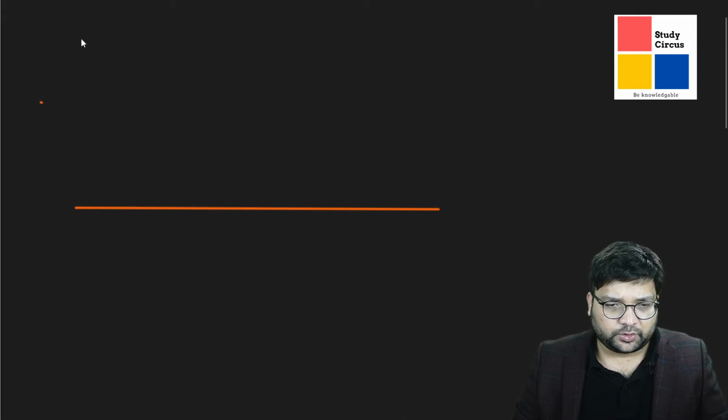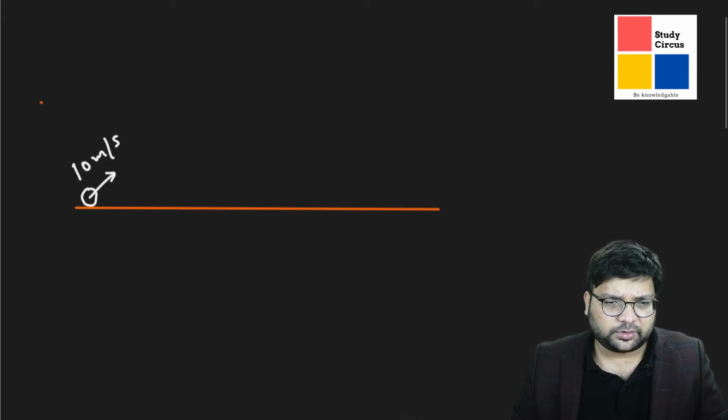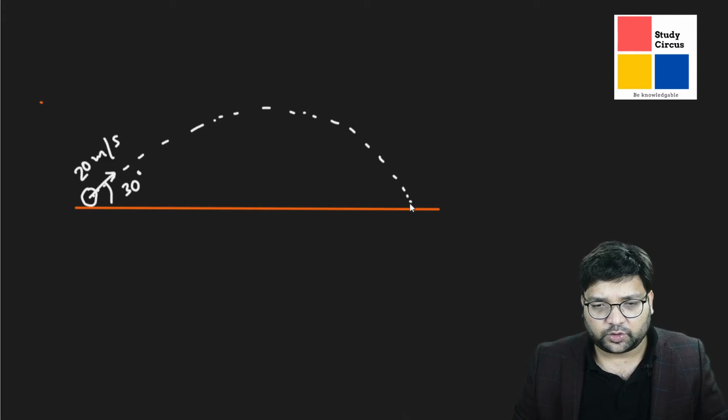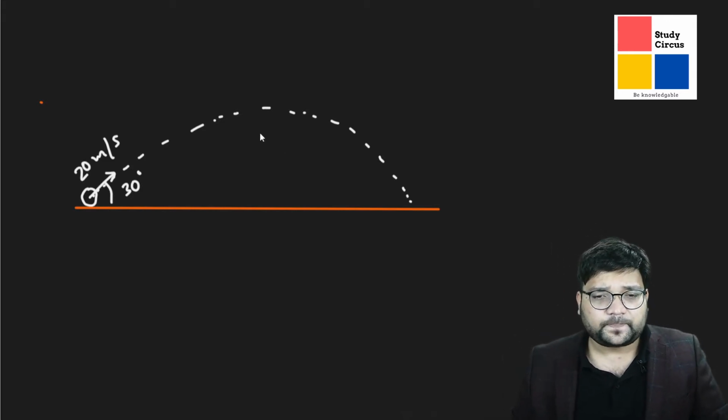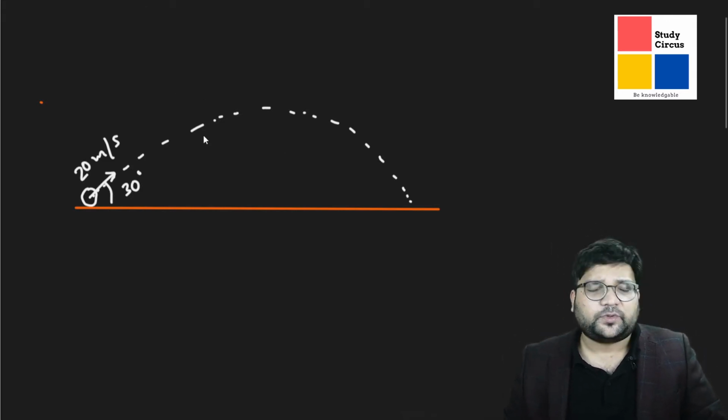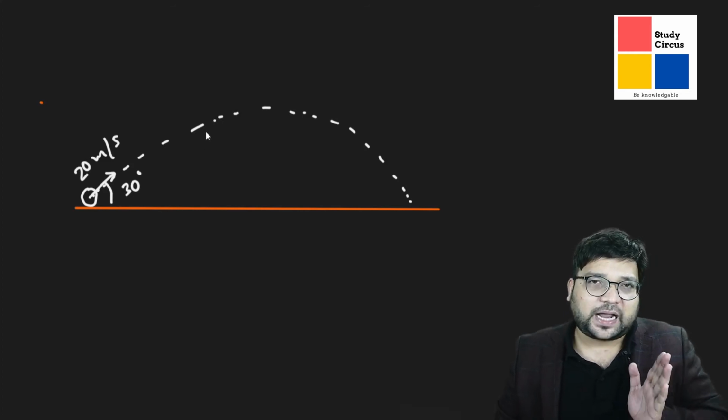Let's say you throw a projectile from here at an initial speed of, let's say, 20 meters per second, okay. Let's make it 20 instead of 10, and you throw it at an angle of, let's say, 30 degrees. So it will go like this, okay. And then, okay, fine. So now if you try to analyze what exactly is happening here, okay.